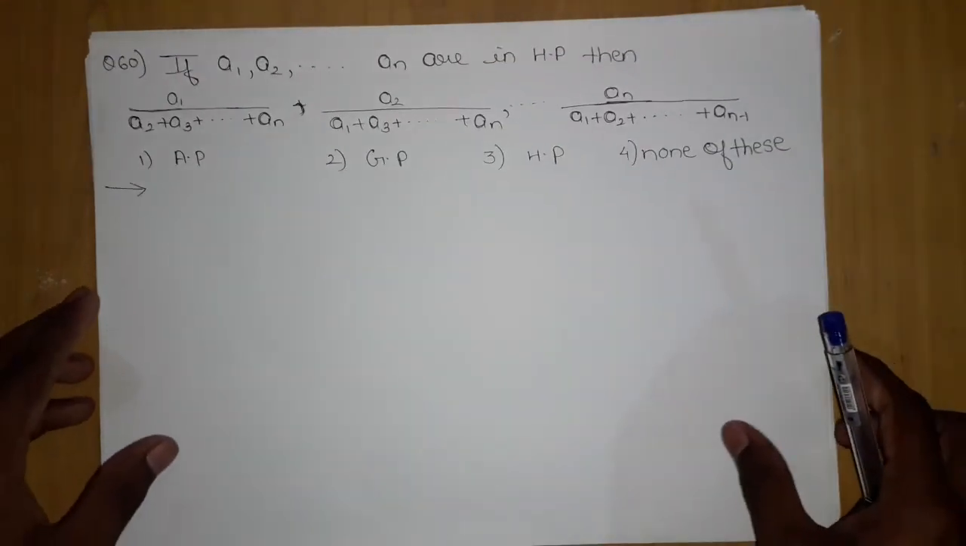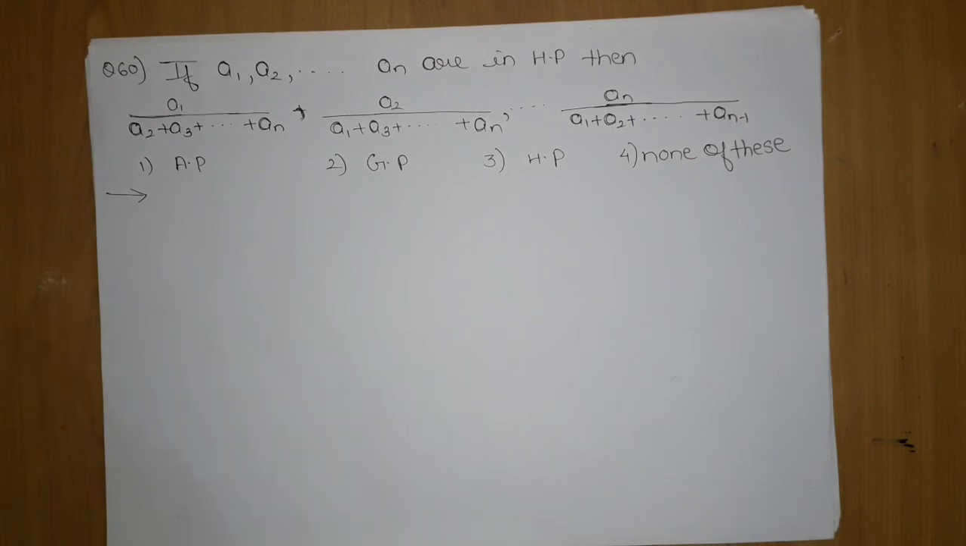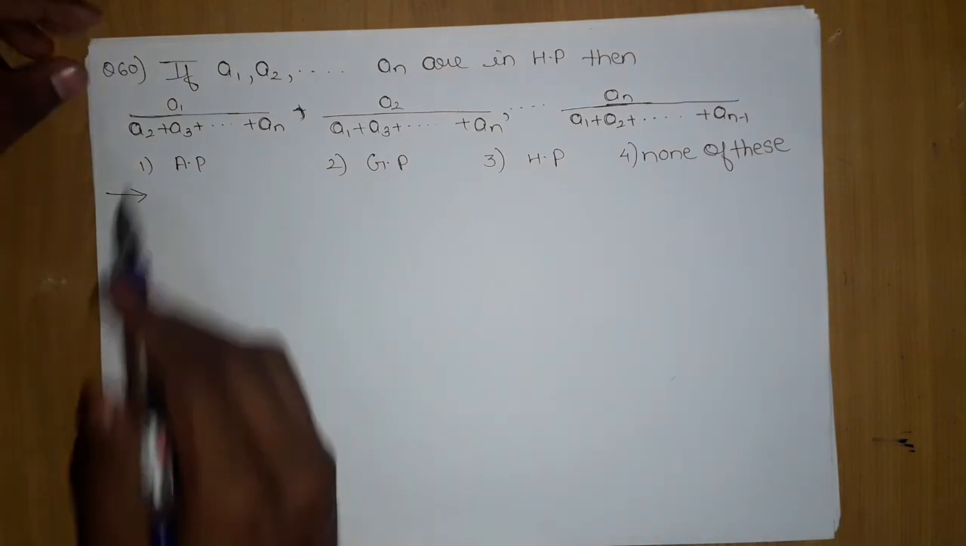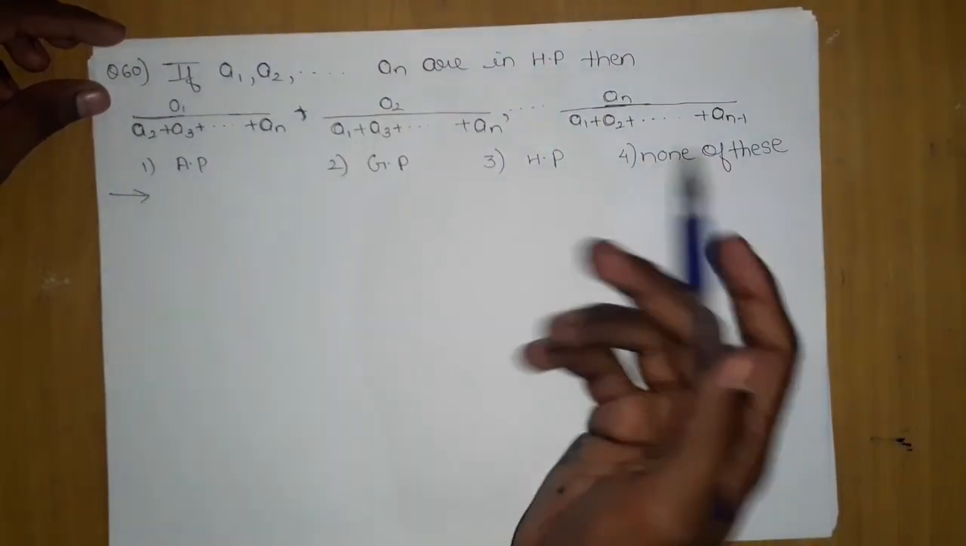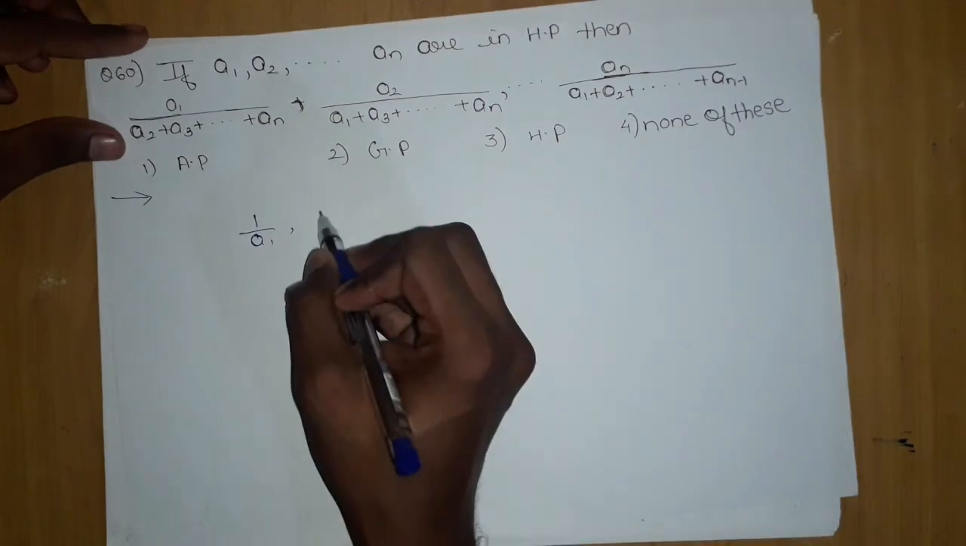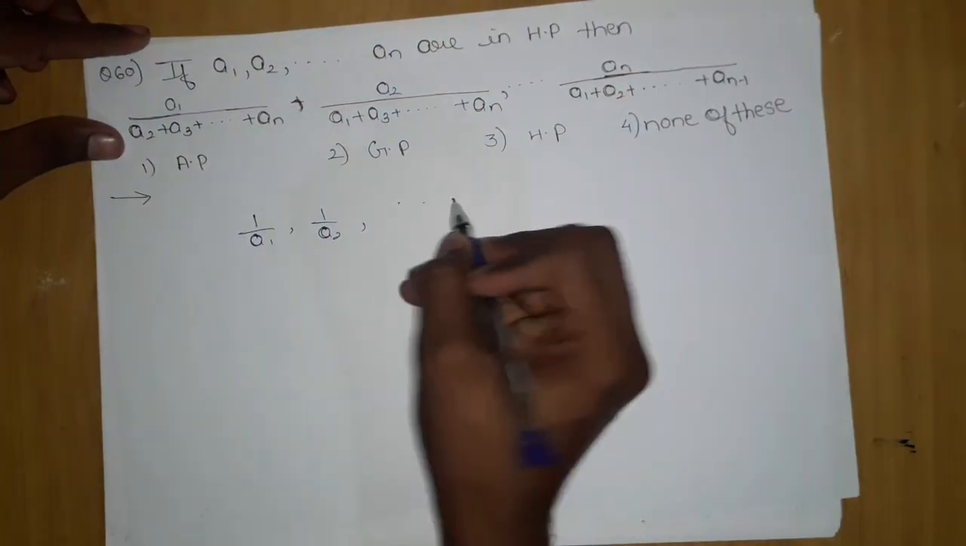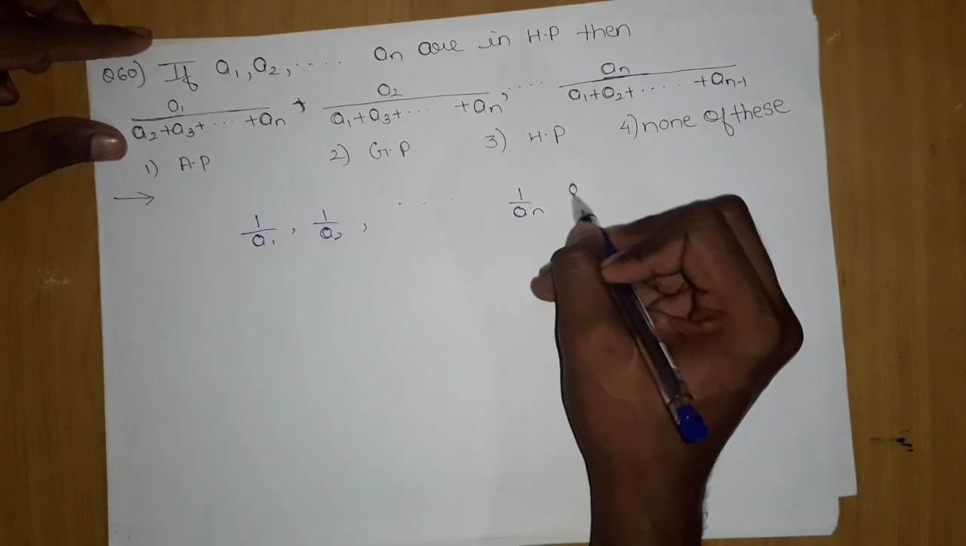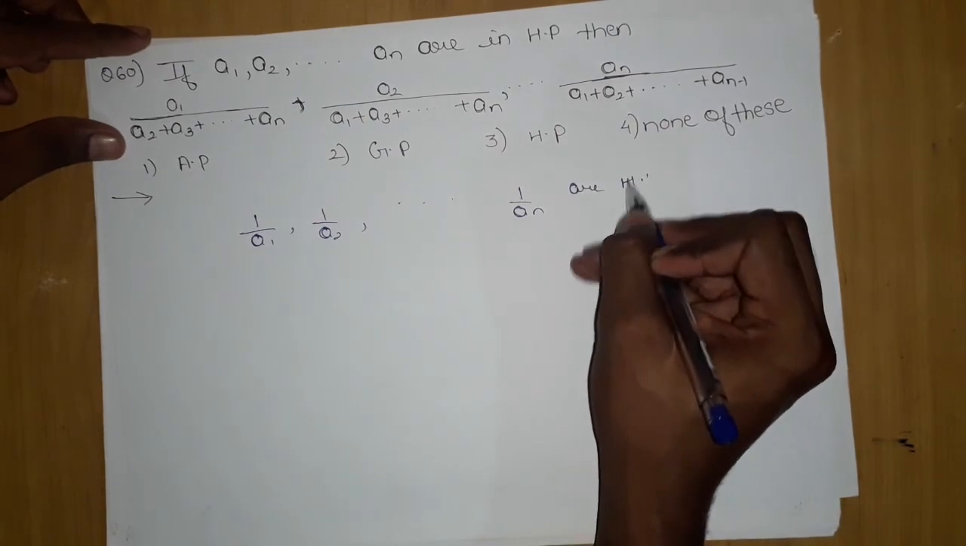Now the last question, which is the 60th question, says if a1, a2 and so on till an are in HP, then a1 upon a2 plus a3 and so on till an, a2 upon a1 plus a3 and so on till an, and an upon a1 and so on till an minus 1 are in what? First thing you can observe is that here a1 is missing, a2 is missing, an is missing. Whenever HP comes, this step is very general: take the reciprocals, so they are in AP.